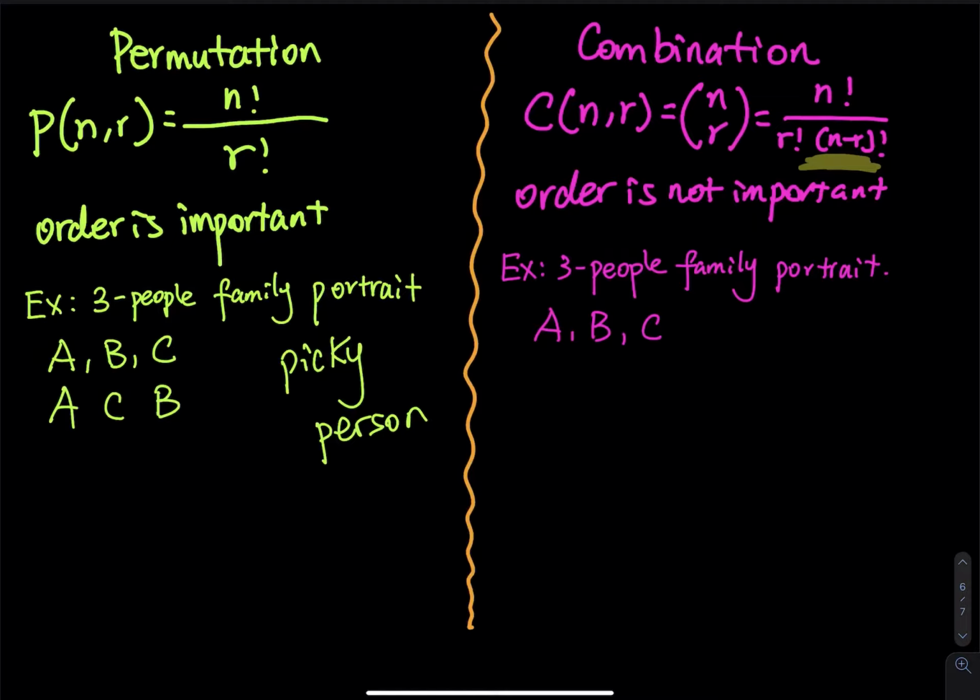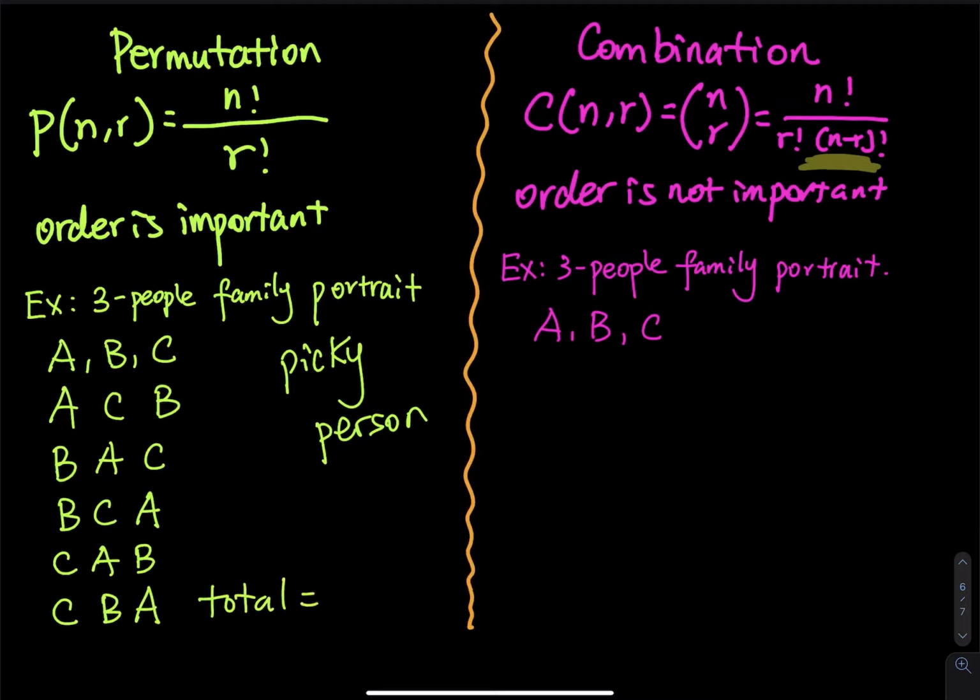So dad, me, and my mom. It can be mom, dad, and then me. Mom, me, and then dad. Me, dad, mom. Me, mom, dad. So the total is equal to 6. I keep switching position to generate more and more outcomes. That's what I mean by a picky person.